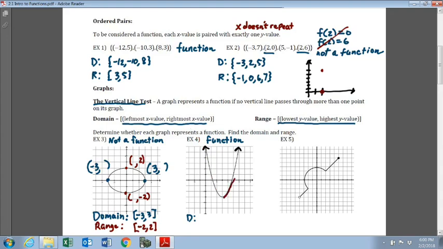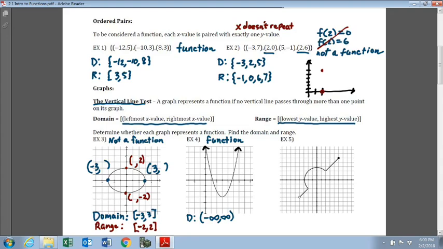Same thing happens as I go the other way. There is not going to be any rightmost point. And so our domain is going to go from negative infinity to positive infinity. We're basically hitting every x value on this graph, if you look at all the points on this graph, because again, there's no leftmost or rightmost point.